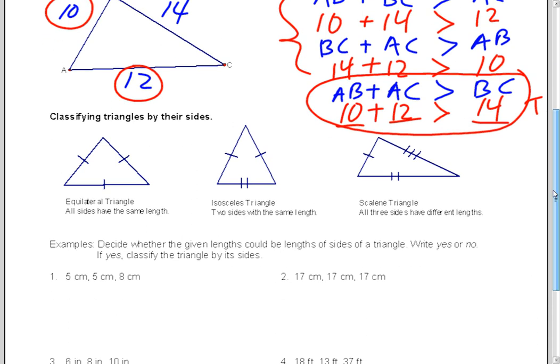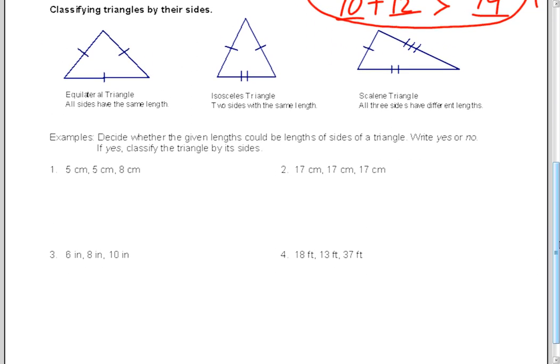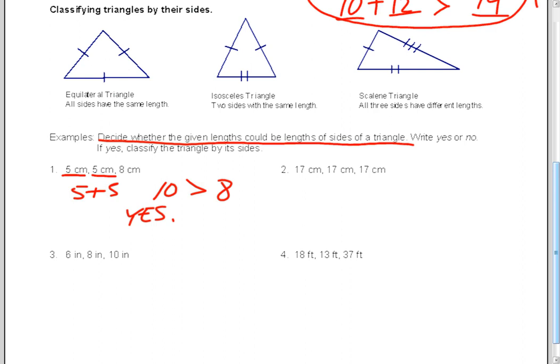So let's look at the 4 at the bottom here. If I've got 5, 5, and 8, what are the two smallest ones? 5, 5. Add them up. What's 5 plus 5? 10. Is 10 bigger than 8? Yes. Your answer to that is the answer to whether or not it's a triangle. So when it says whether the given lengths could be the lengths of the sides of the triangle, you've answered the question. What kind of triangle would 5, 5, and 8 be?